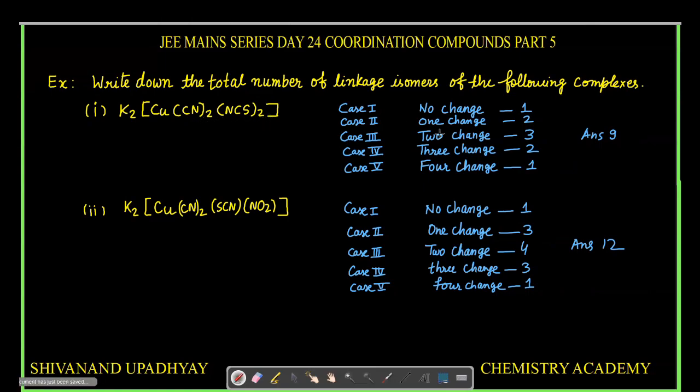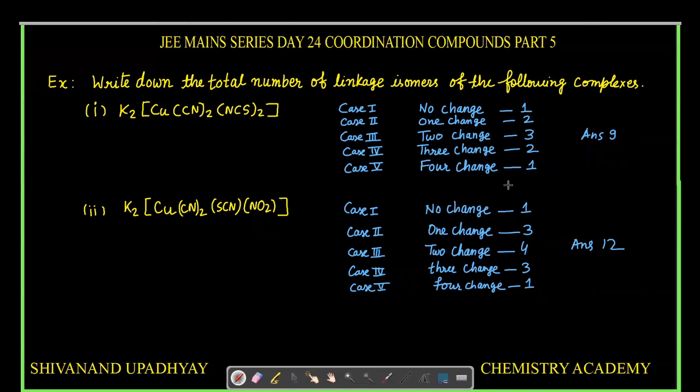If I do a change of two, what will happen? These two will be changed, or these two will be changed, and the third case is one of this and one of this will be changed. So there is a possibility of three isomers from here. Then the fourth case is three changes. In three changes, either I will take this one and one this, or I will convert these two and one this. So there are two possibilities.